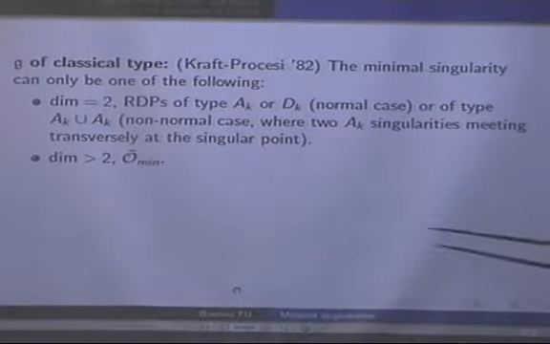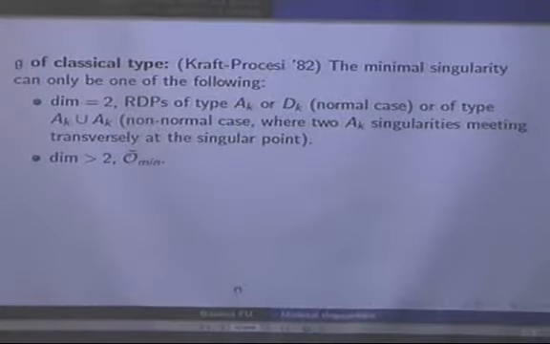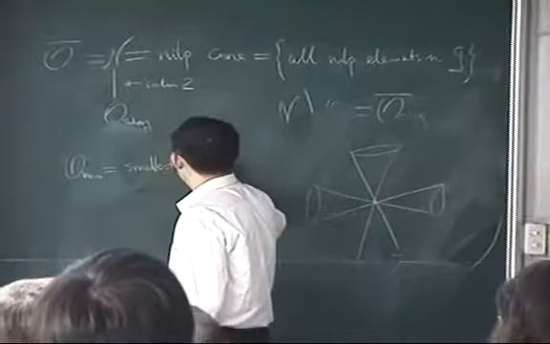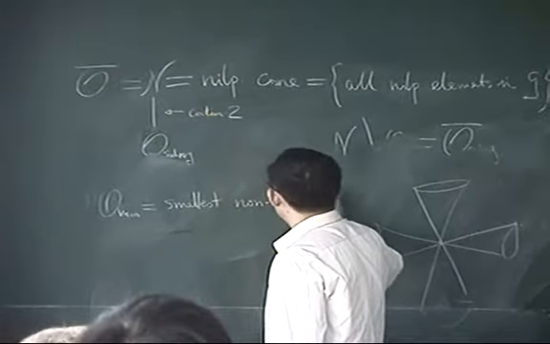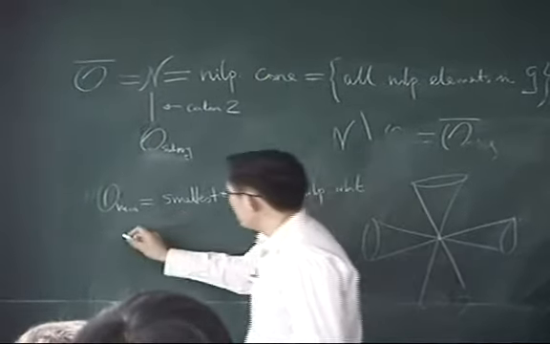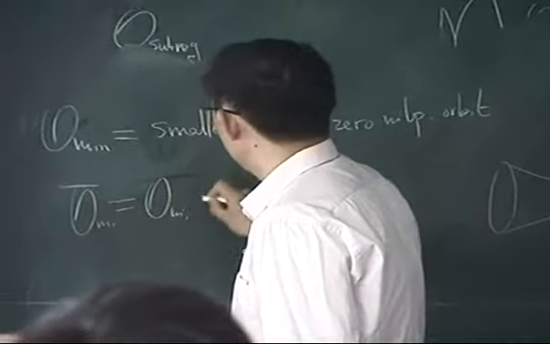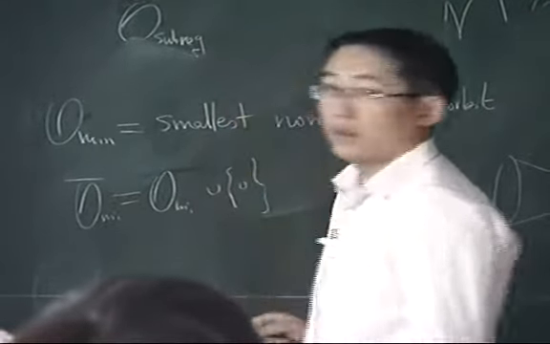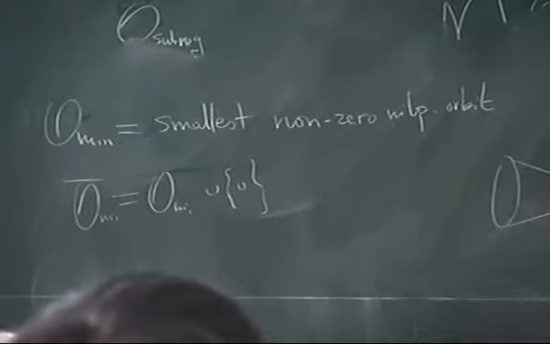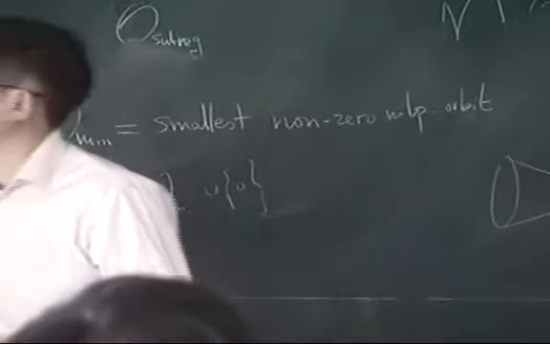And when the dimension is bigger than 2, what is found is just the O-min bar. O-min is just the smallest non-zero nilpotent orbit. So if you take the closure, this is just O-min union one point. So this is also an isolated symplectic singularity. So in codimension bigger than 2, they just find this.